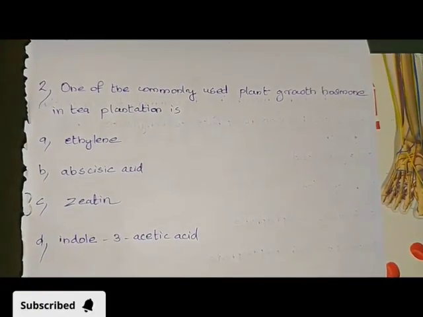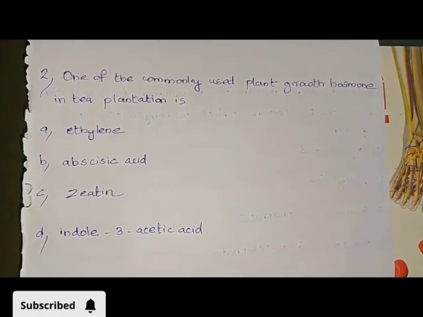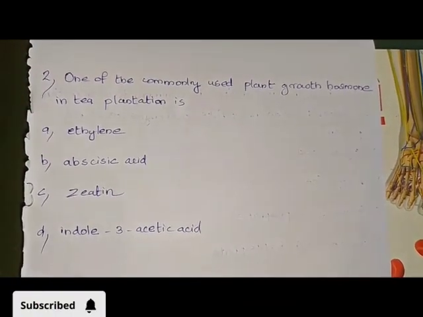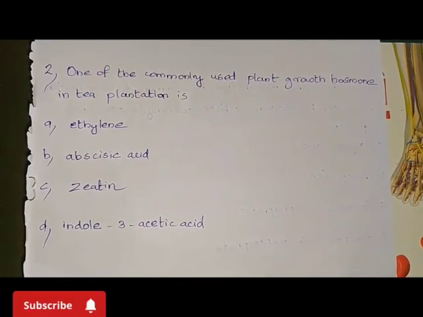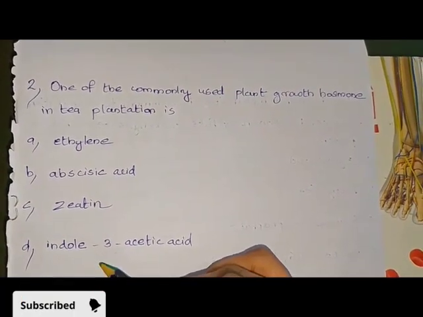One of the commonly used plant growth hormones in tea plantation is: A. ethylene, B. abscisic acid, C. zeatin, D. indole-3-acetic acid. Option D, indole-3-acetic acid.